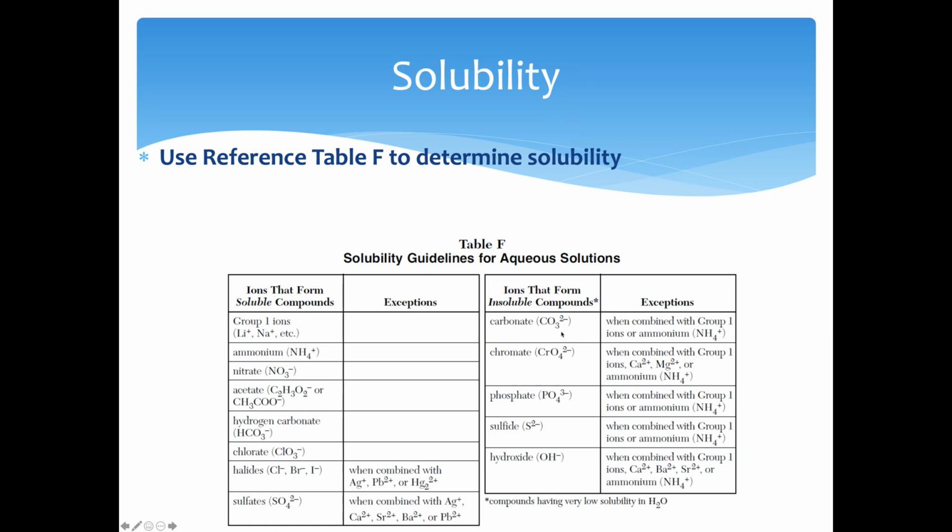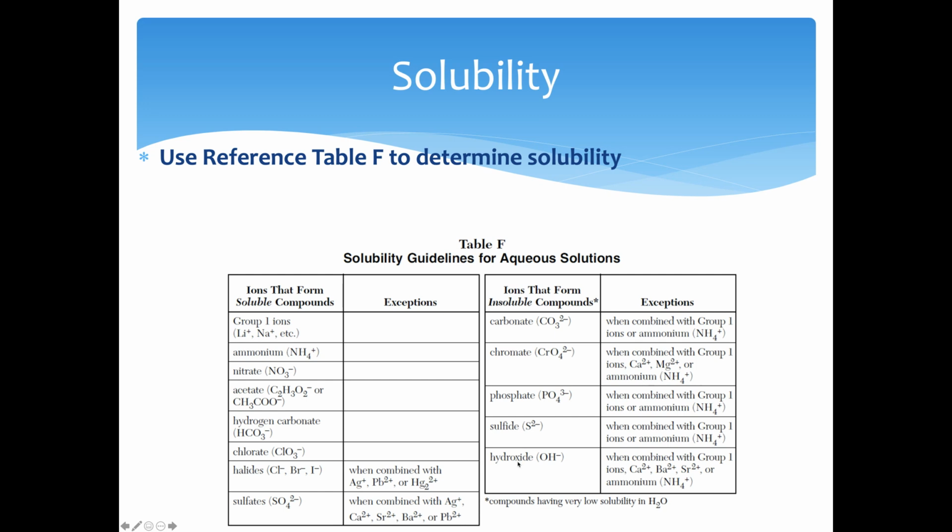On the other side, if your compound contains one of these ions, then it will not be soluble in water, unless it's combined with one of these ions. You notice that all these insoluble ions are negative. Well, group 1 ions and ammonium are positive, and they're always soluble in water, which is why group 1 ions and ammonium are exceptions to all of these. There are certain additional exceptions. Most chromate compounds will not dissolve in water, but calcium chromate will. Magnesium chromate will.